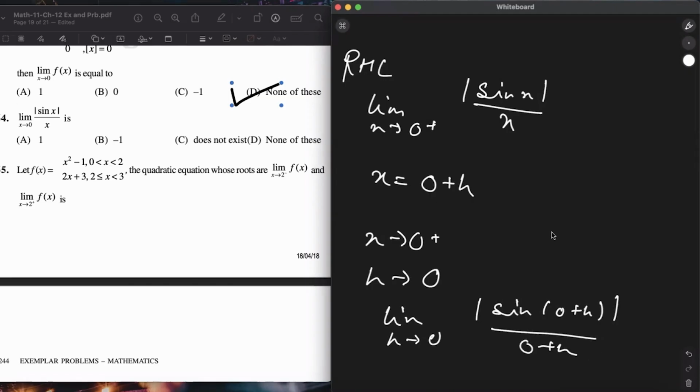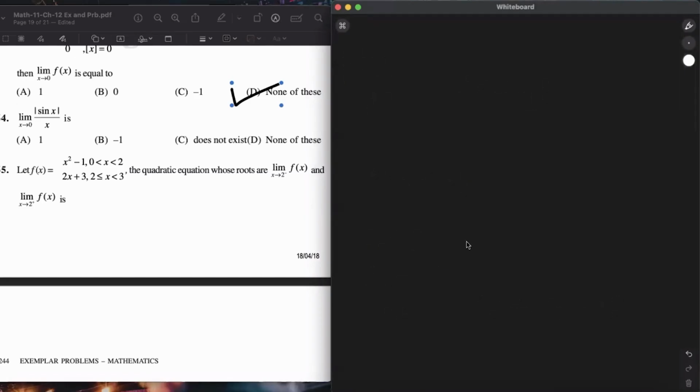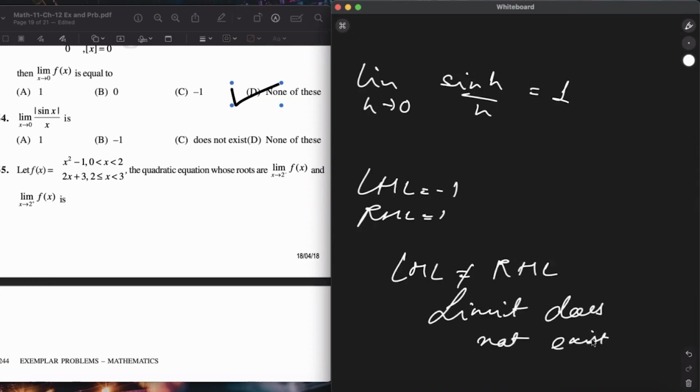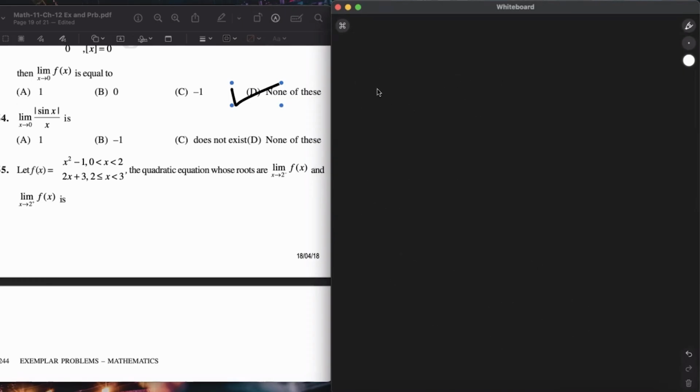All right. Now since this value 0 plus h is greater than 0, it returns a positive value. So I'll just be left with limit of h tending to 0 sine h by h, which is nothing but 1. So my LHL was minus 1 and my RHL is 1. Since the left hand and right hand limit are unequal, that means the limit does not exist. Got this? Now moving on.